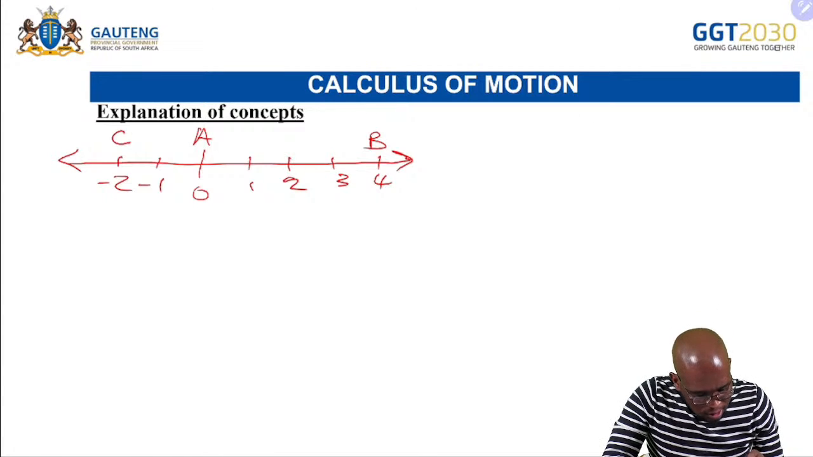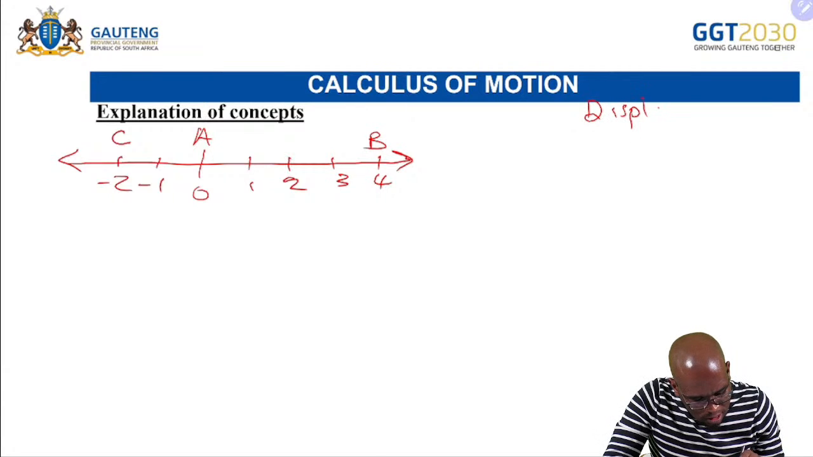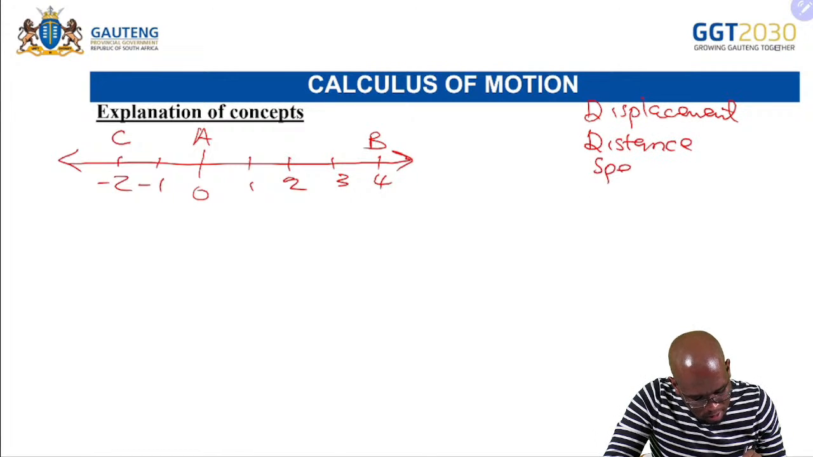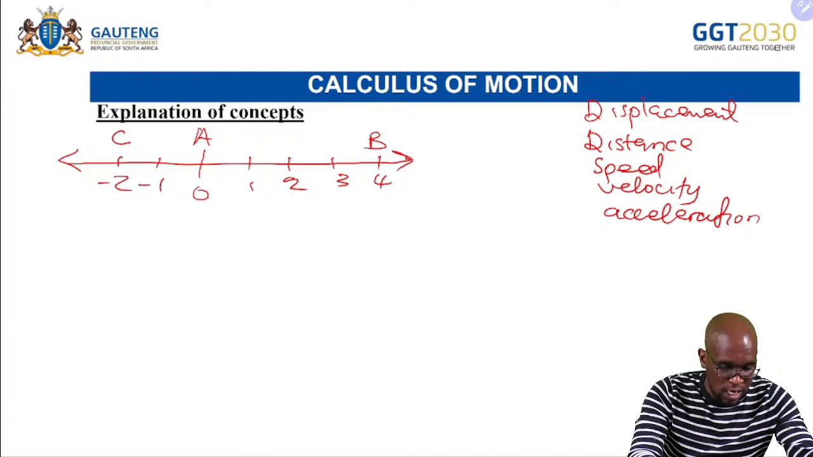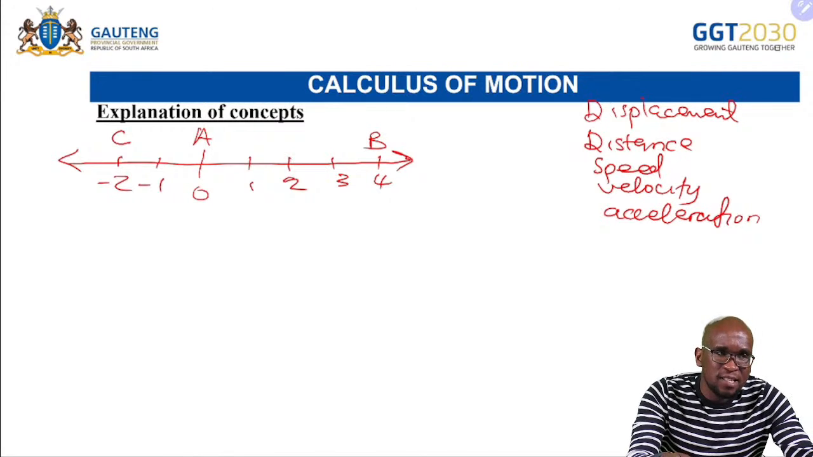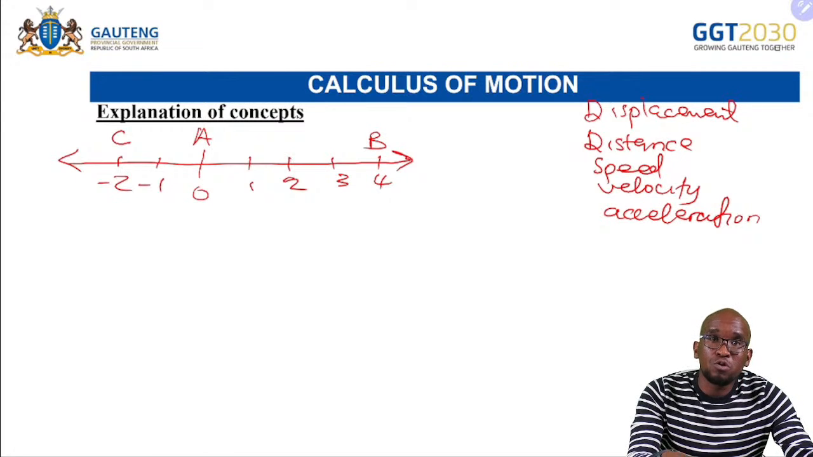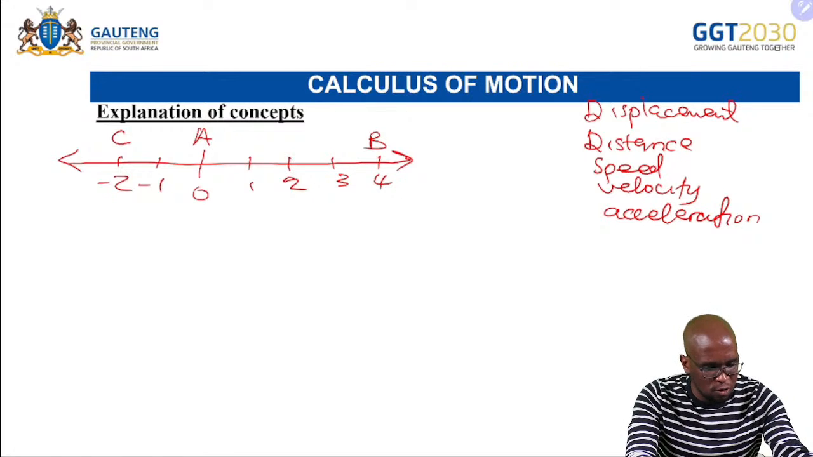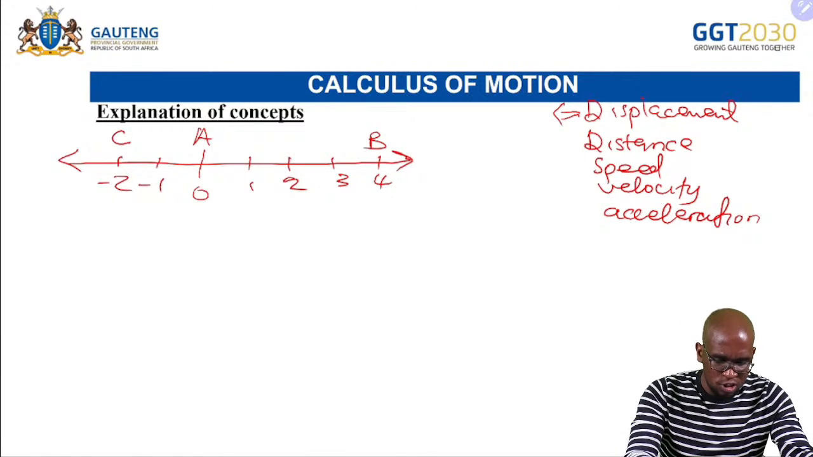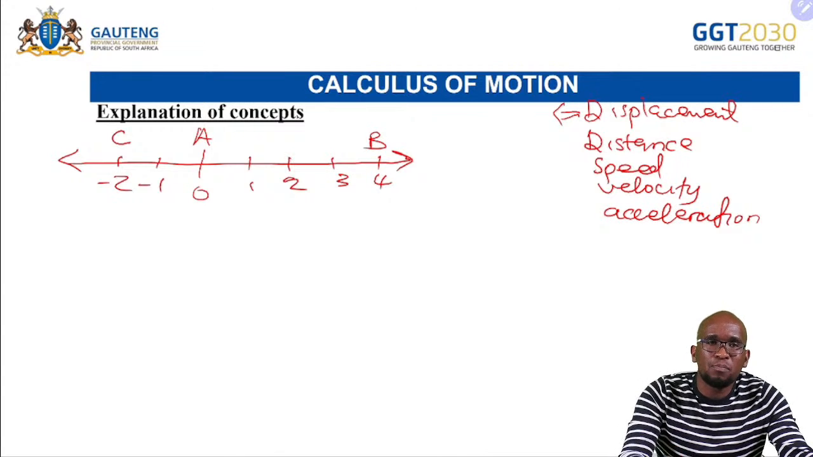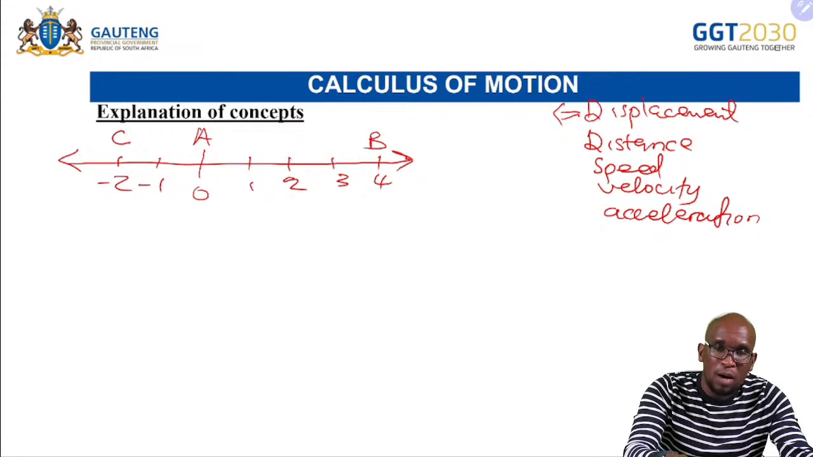Now we're going to describe concepts like displacement, distance, speed, velocity, and acceleration. These are the concepts that are used in the calculus of motion. Now, I want you to understand these concepts so that you can respond to questions about them. Now, we talk about displacement. Displacement is simply change in position. Moving from one point to the next, you are changing your position. We're going to locate your final position and say he's on this particular position now.